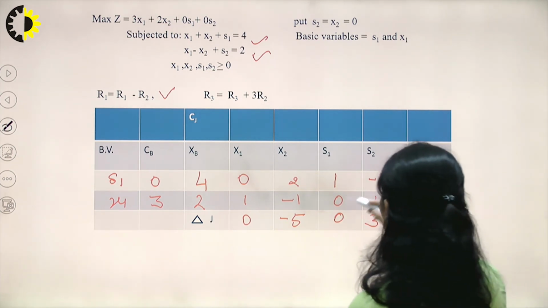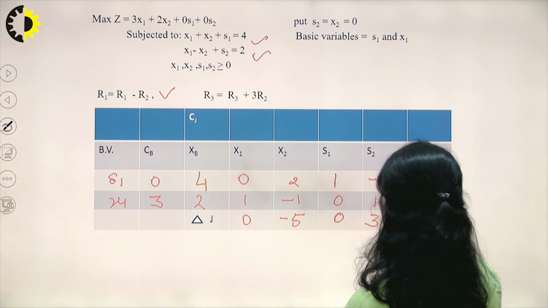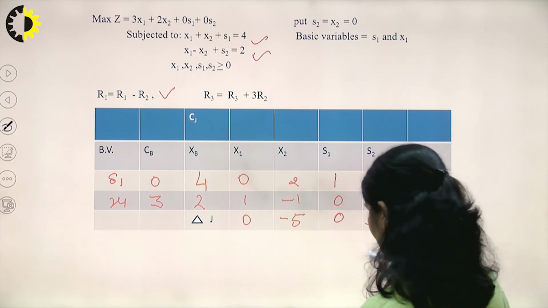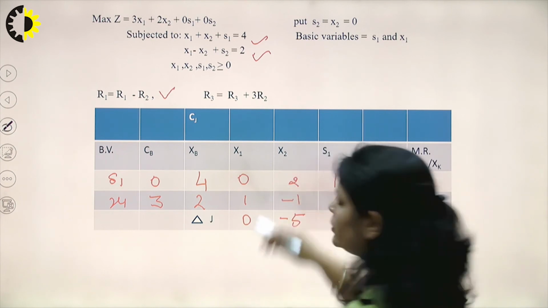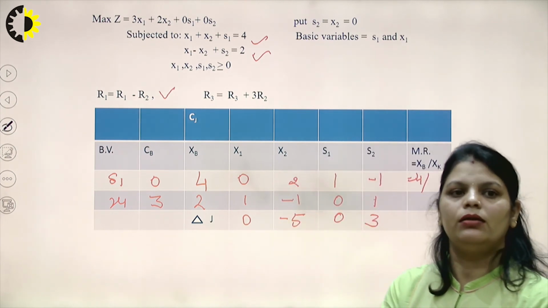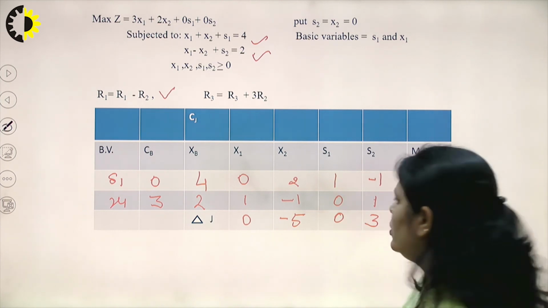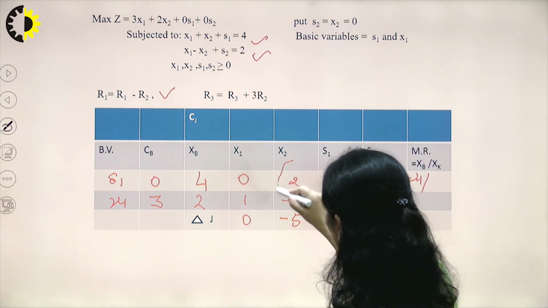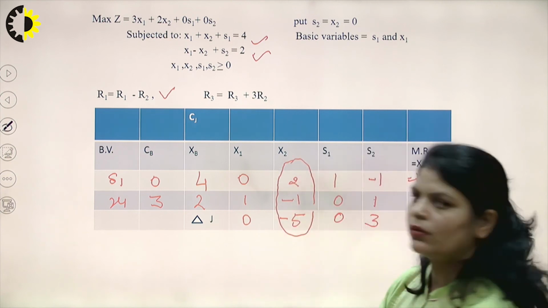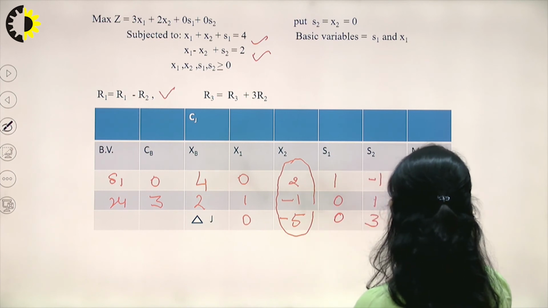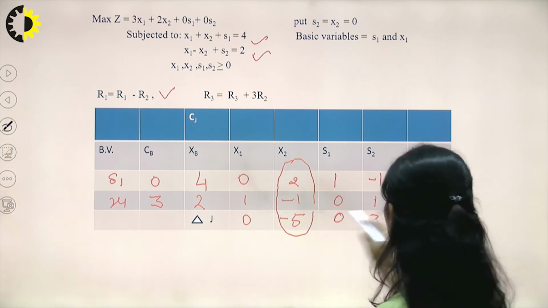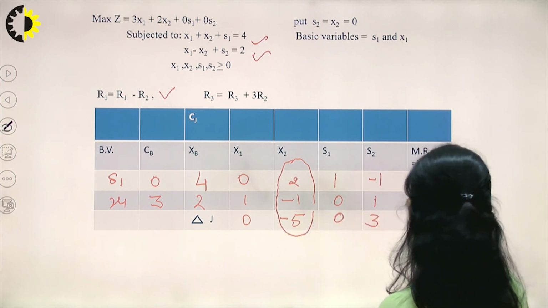So minimum ratio will become XB, which is equal to 4 divided by XK. Okay, XK is what? So first of all we have to find the key column. So we will select the most negative value of J. So most negative value is this one. So it will become key column. Clear? So we can find out the value of MR. 4 divided by 2, that is equal to 2, and then XB is 2 here divided by minus 1 means minus 2.